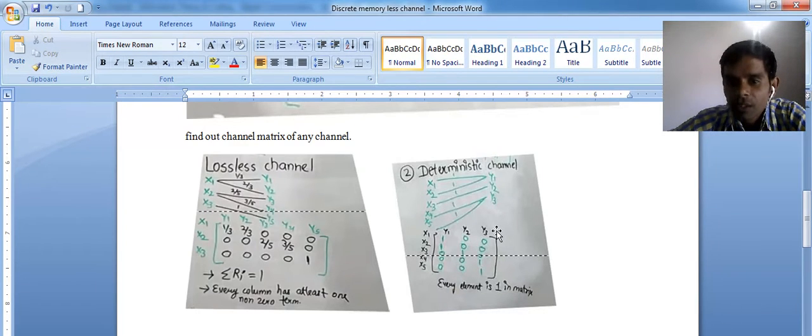X4 and x5 depend on y3, so the value is over here. So every element in this matrix is this, and this is a deterministic channel.